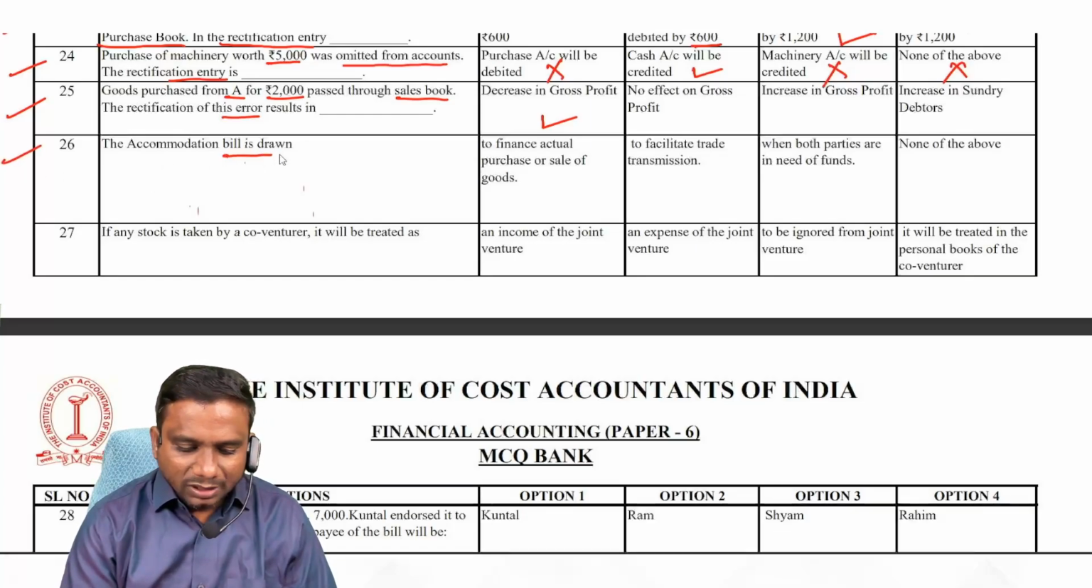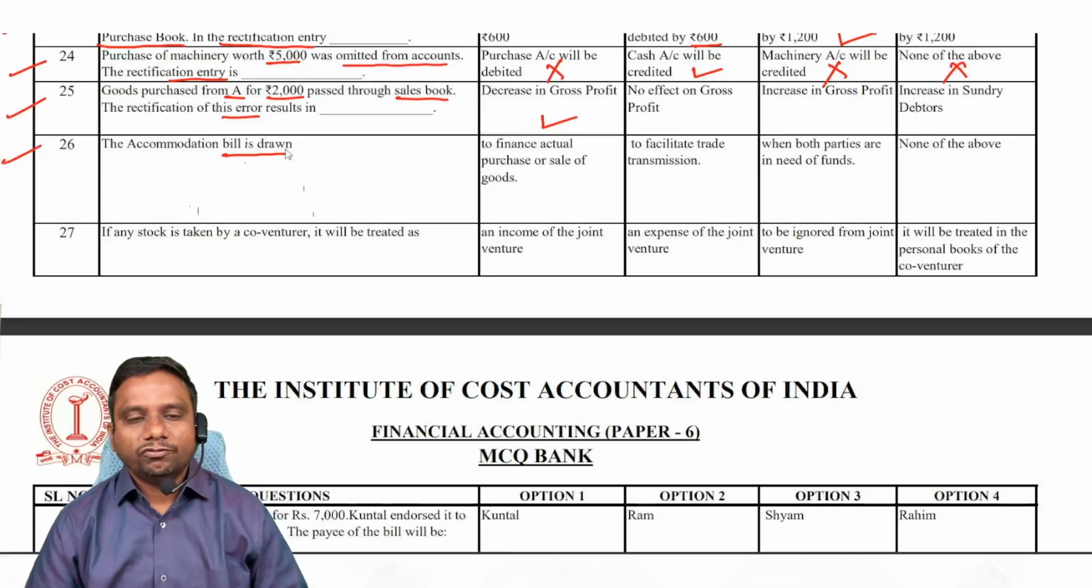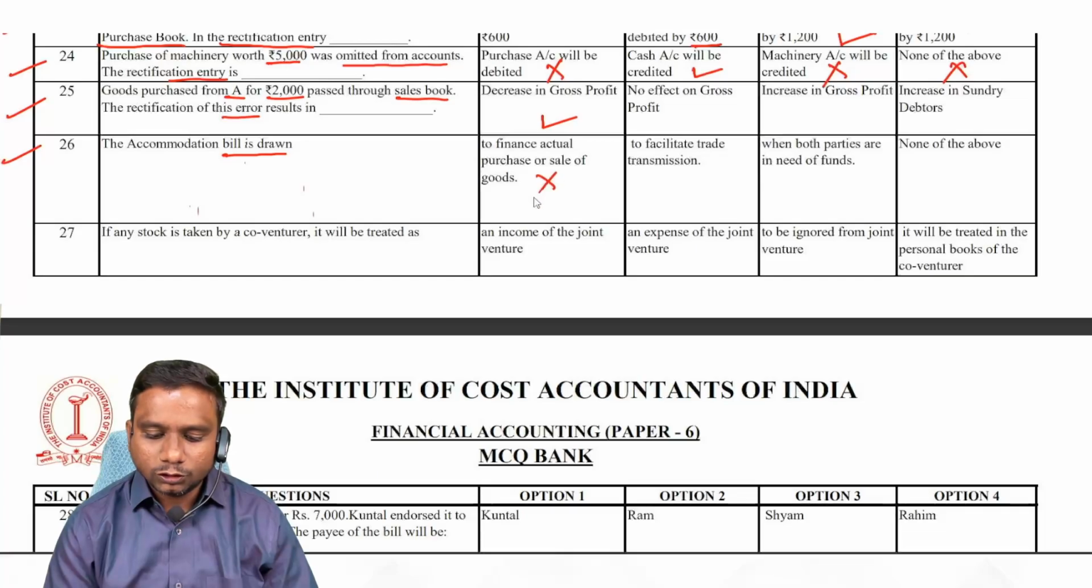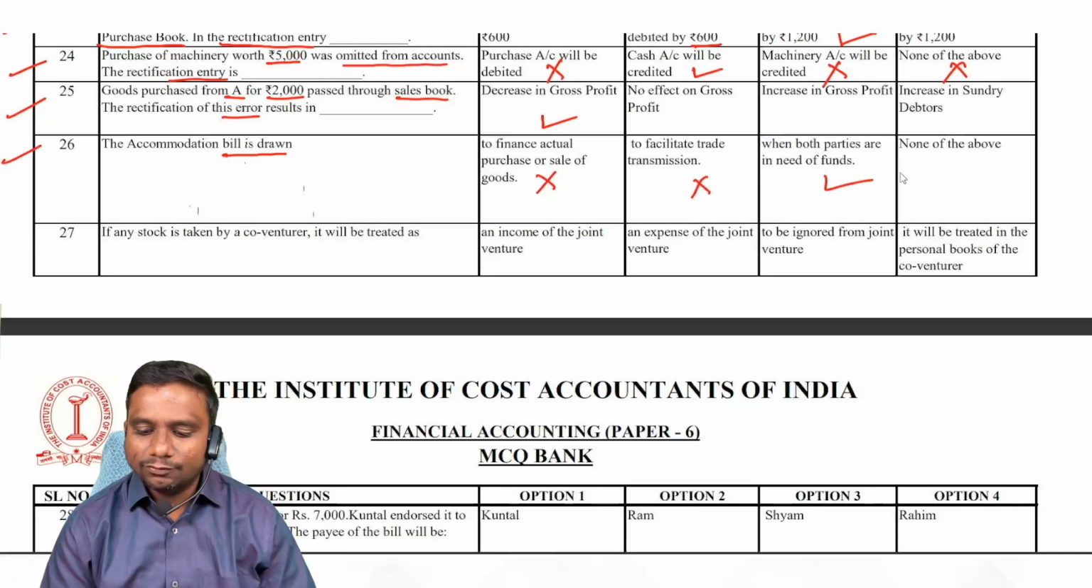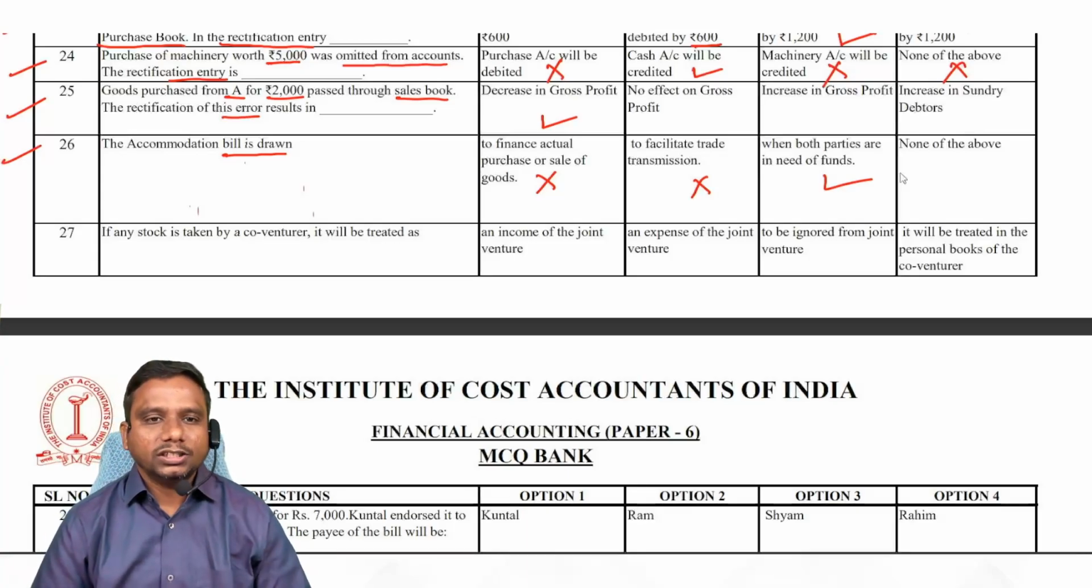Next, 26th. The accommodation bill is drawn for financial needs of two parties. To finance actual purchase or sale of goods? No. To facilitate trade transmission? No. When both parties are in need of funds? Yes. When both parties are in need of funds, then we draw an accommodation bill.